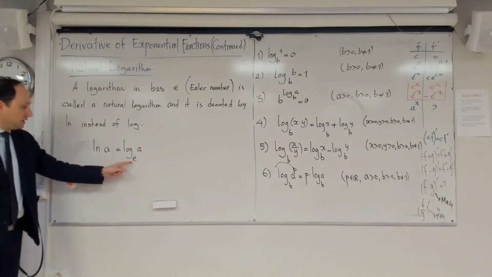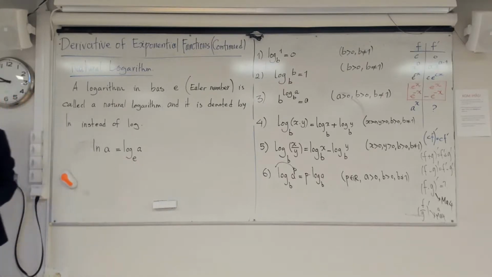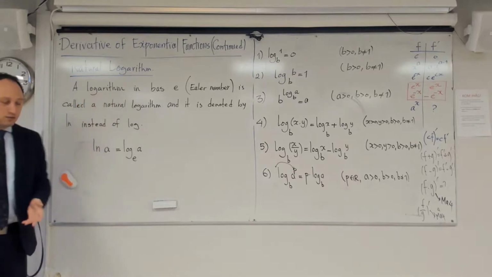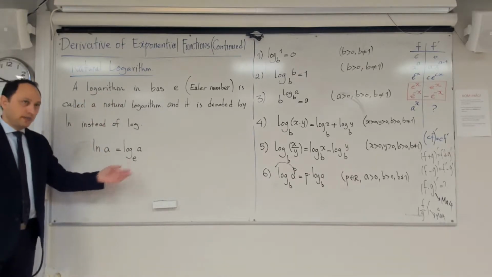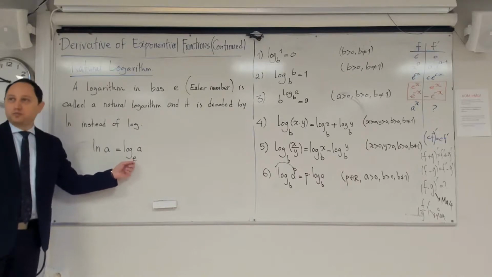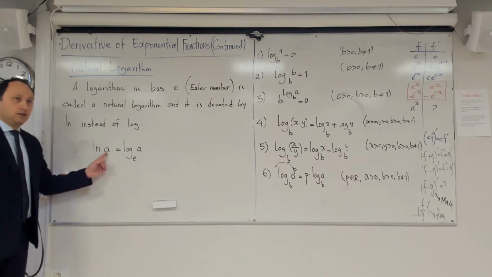First of all, do you think that this e is allowed as a base? Yes. What are the conditions? The base should be positive and shouldn't be equal to 1. But we know that e is approximately 2.7, so it is positive and it is not equal to 1. So it is allowable for being a base. Okay, but can a be negative here in front of ln?